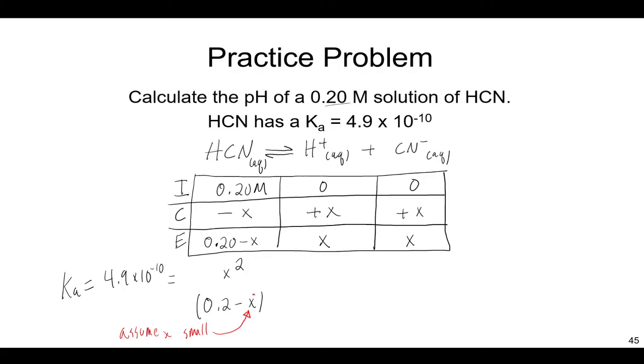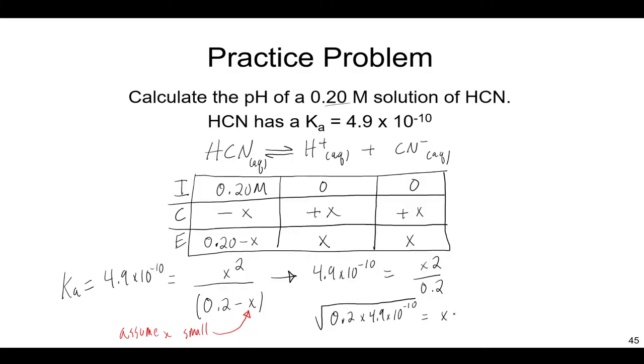And so we can neglect it. This then becomes 4.9 times 10 to the negative 10 equals x squared over 0.2. Okay, so now this is pretty simple to solve. We multiply both sides by 0.2, so we have 0.2 times 4.9 times 10 to the negative 10 equals x squared. Take the square root of both sides. That's going to equal our x value.